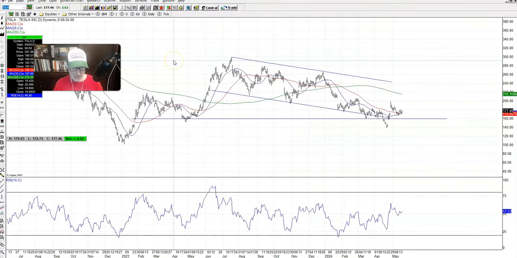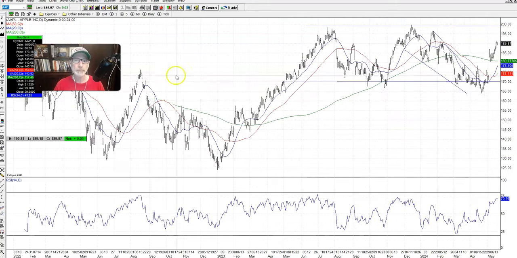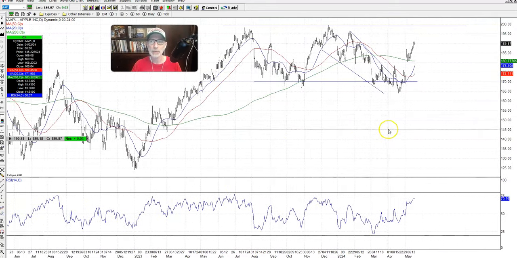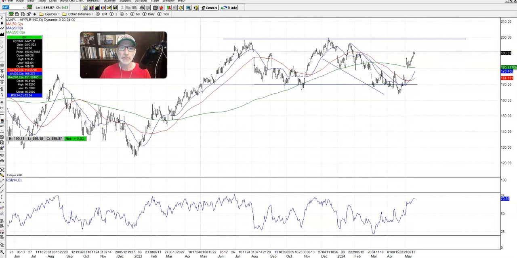Let's take a look at Apple. Now, we do have a trade going on in Apple right now in one of our newsletters, bullish trade. So it's been working out for us at the moment. Apple has kind of been stuck in this longer term channel here. You can see like 170 to 200, been bouncing around that range for a while. It was hovering on the support right around 170.